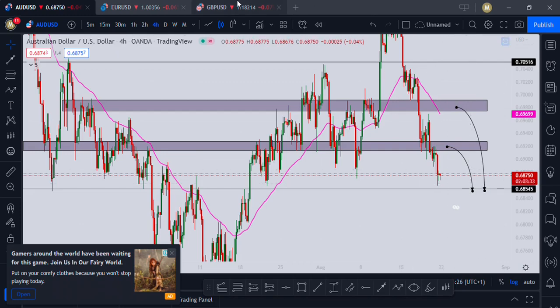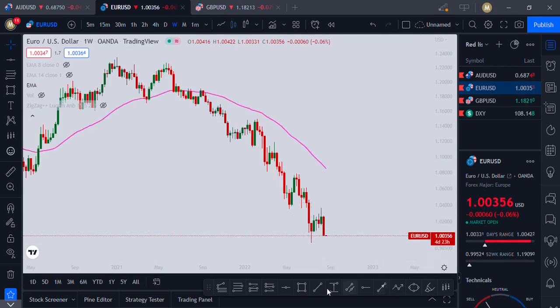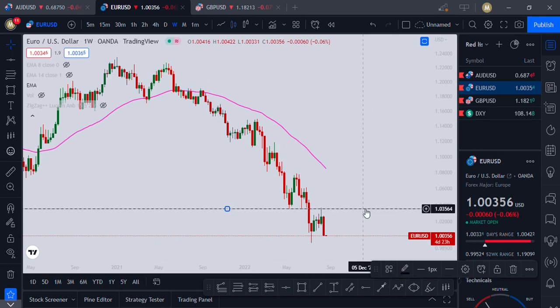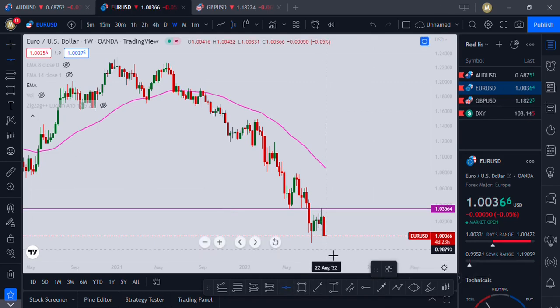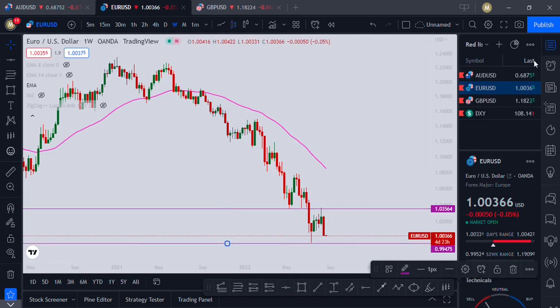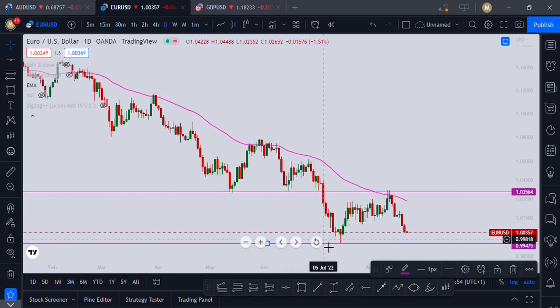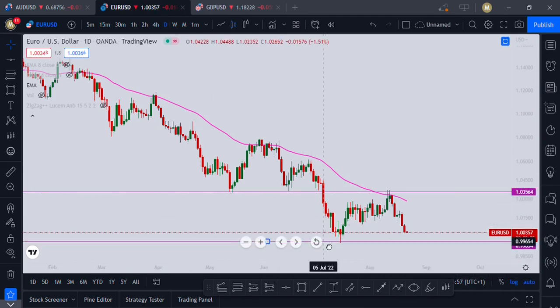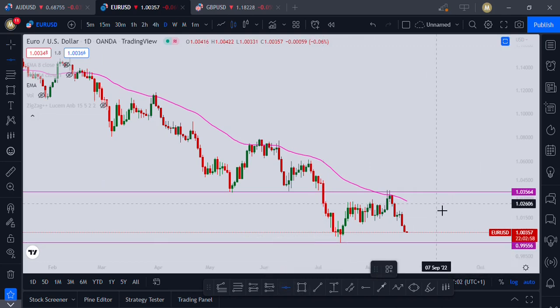So let's move down to Europe USD. Europe USD, let's go to the weekly. Mark out the weekly. Now we're done with the weekly. Let's move to the daily. Let's shift this a little bit so that it is on the week. Now daily, let's mark out the daily.